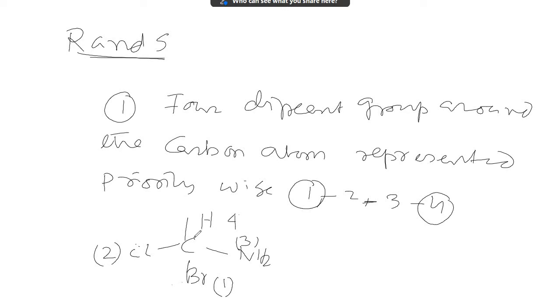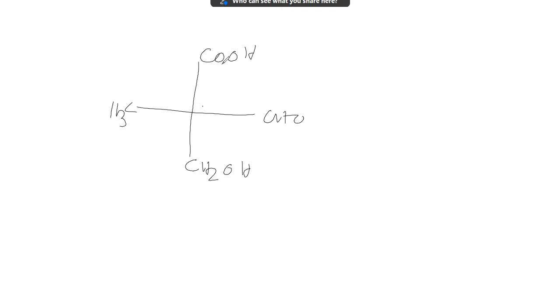Now, if the first atoms are the same, then I should move to the next atom to find the priority. Look at the next example. Suppose it is given this way: COOH, CHO, CH2OH, CH3. Look at here, purposefully I have given the same atom, carbon, directly linked to the chiral carbon. Obviously I should go to the next one.